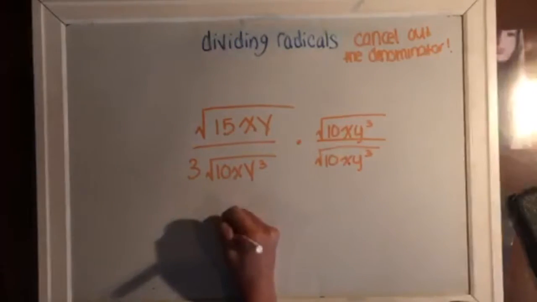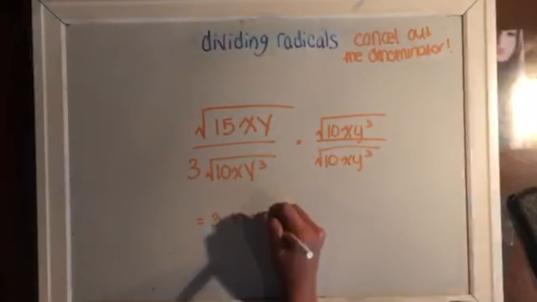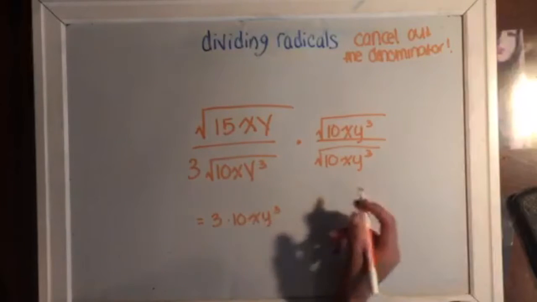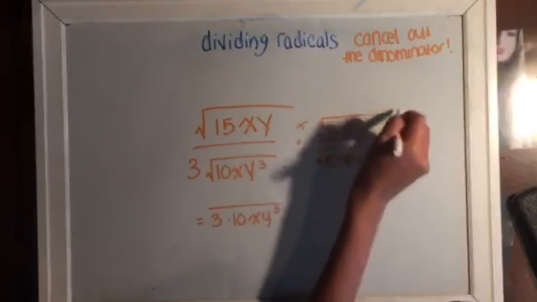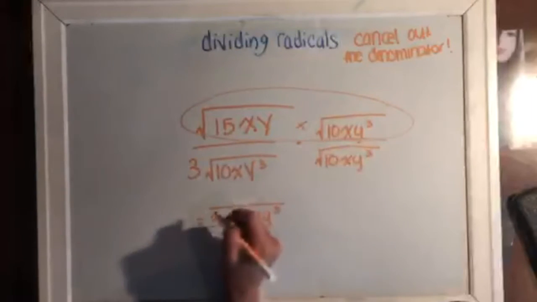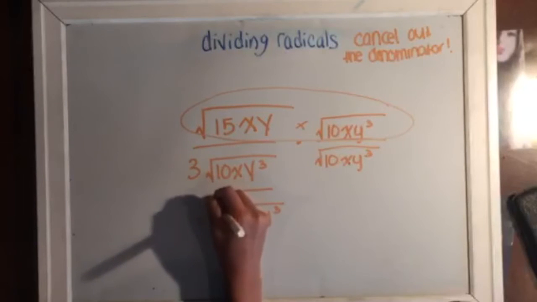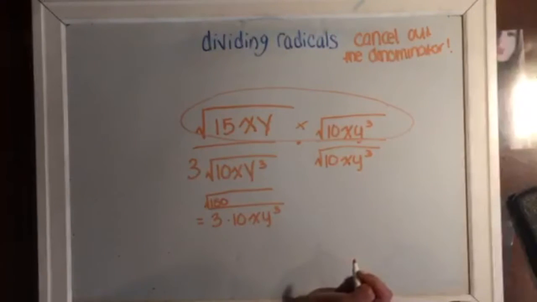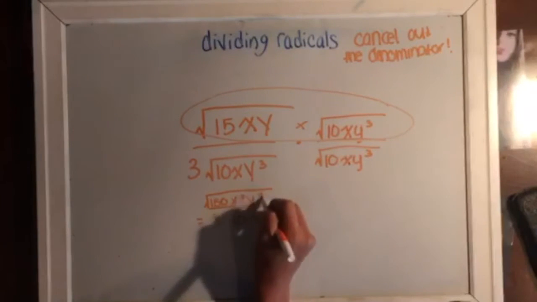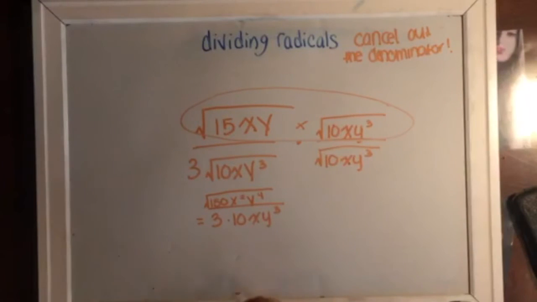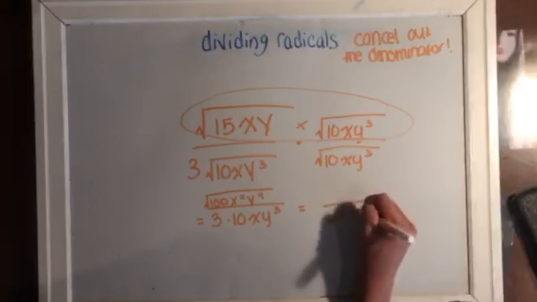So now what we're going to be doing is just multiplying all the radicals together. So in the denominator, we're multiplying 3 times rad 10xy to the third times rad 10xy to the third. And that makes 3 times regular 10xy to the third, because when you multiply two of the same radicals, it cancels out. So now we're going to be multiplying the numerator, and that's going to be rad 150, because you're just multiplying the radicals together, x to the second, because x times x is x squared, and y to the fourth, because y times y to the third is y to the fourth.